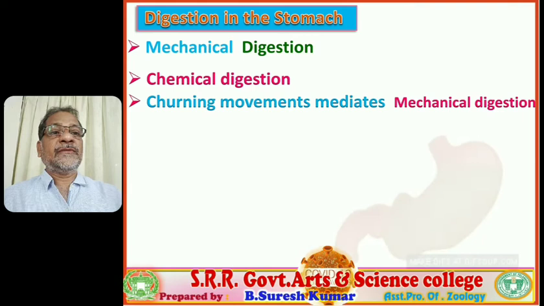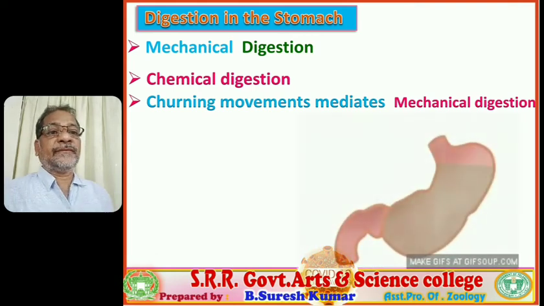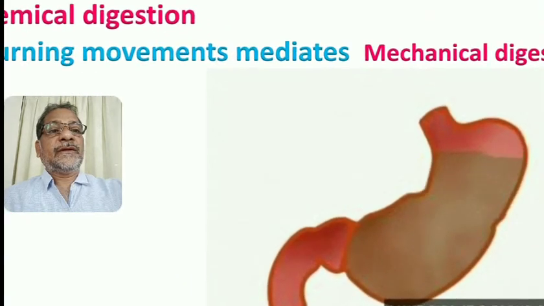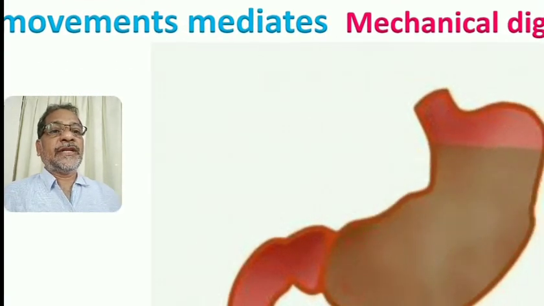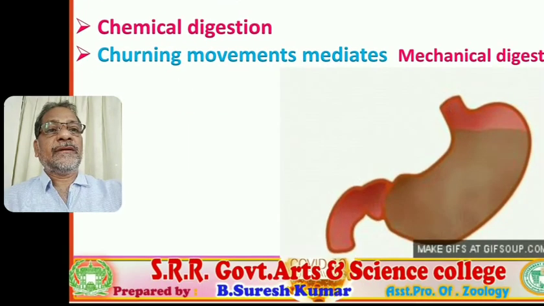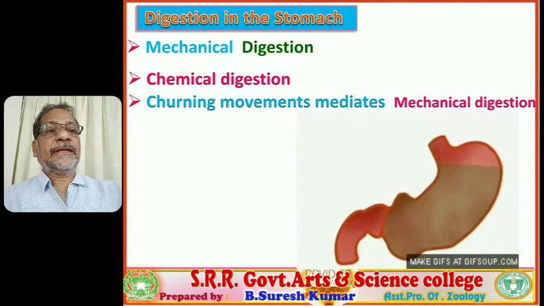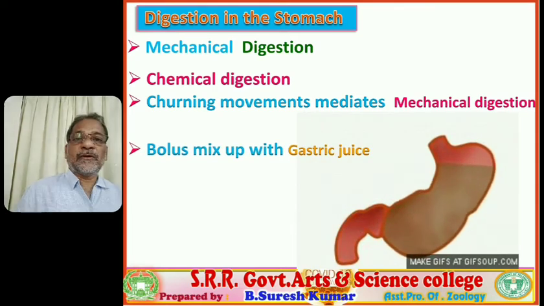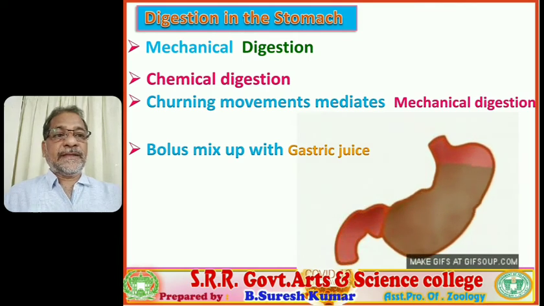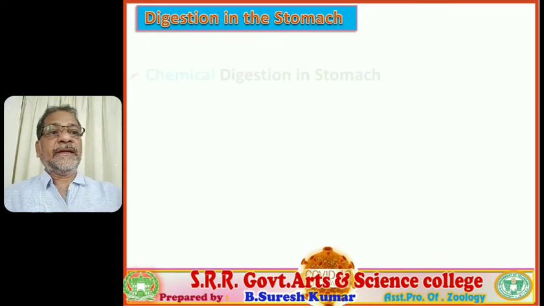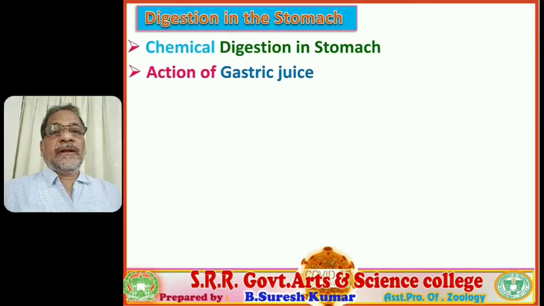You observe this visual, in what way the churning movements extend. Clearly the stomach is showing the churning movements like this. Followed? Right. Next, in this process the bolus completely mixes with gastric juice in the stomach, and it leads to chemical digestion. In the stomach, by the activation of hormones, the gastric glands are activated and produce gastric juice into the lumen of the stomach. Now the food mixes with gastric juice.